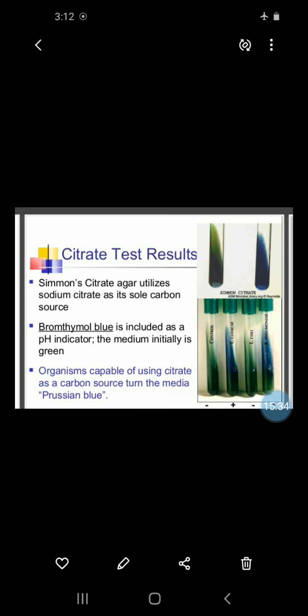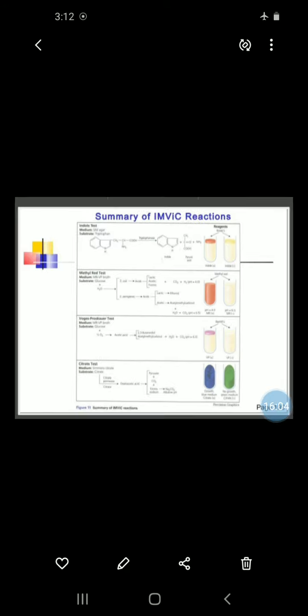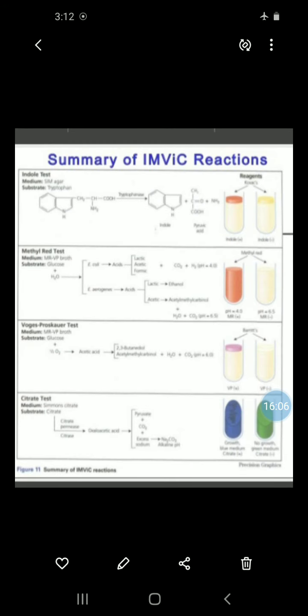Here in this test, the bromothymol blue is included as a pH indicator. Keep in mind it is important. If the organism is capable of using citrate as a carbon source, it turns the media Prussian blue. These are the results. Here is the summary of the IMViC test.